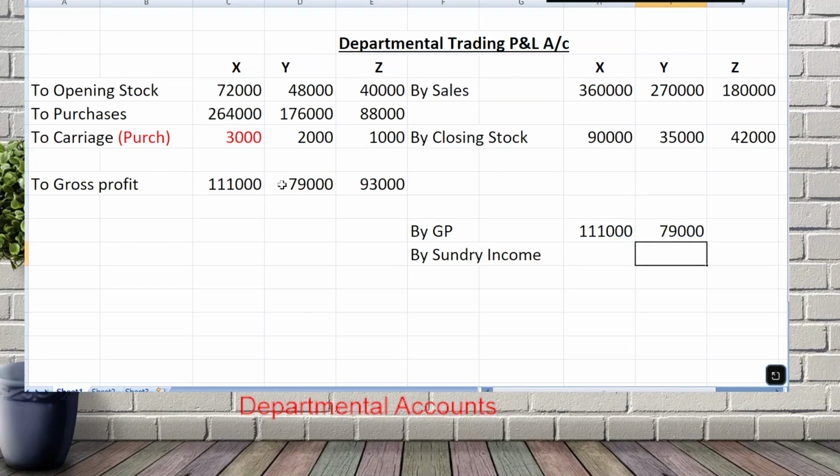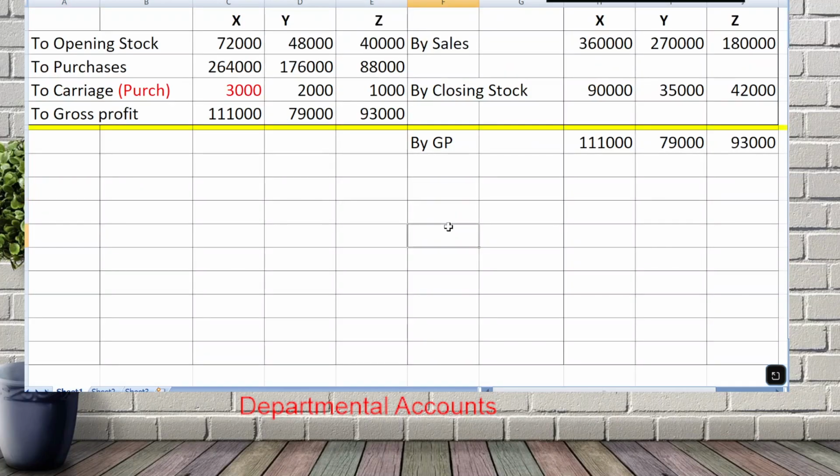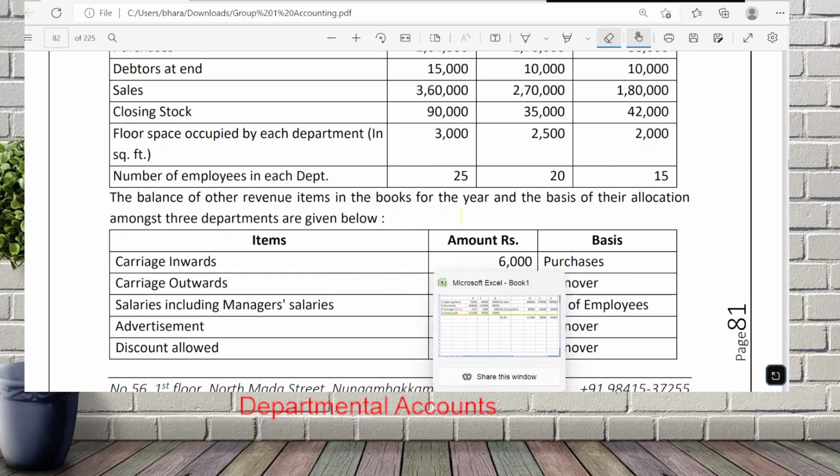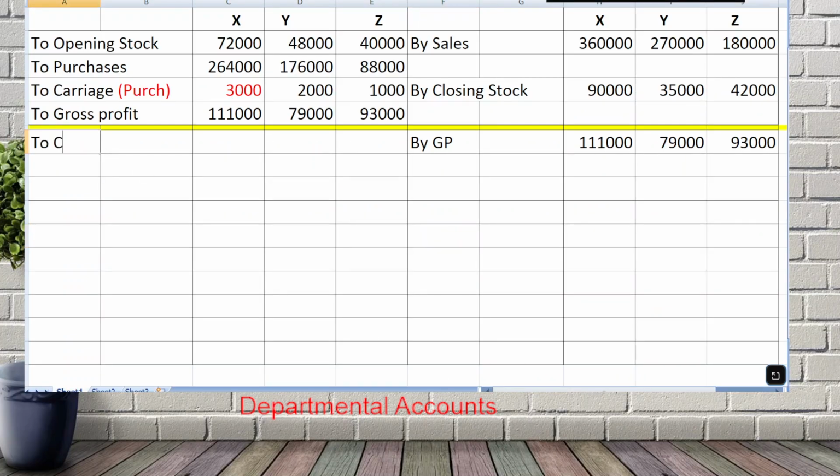Continue the P&L account and close the P&L account. Indirect expenses are to be apportioned. The ratio or basis of apportionment is already given in the problem. What are the indirect expenses you have to charge? Carriage outwards based on sales. Based on sales apportionment, how much you get?